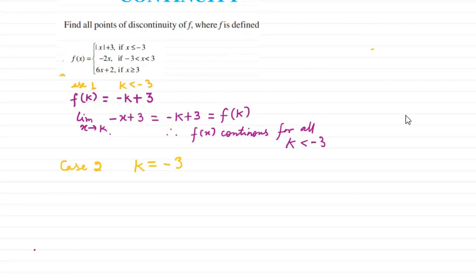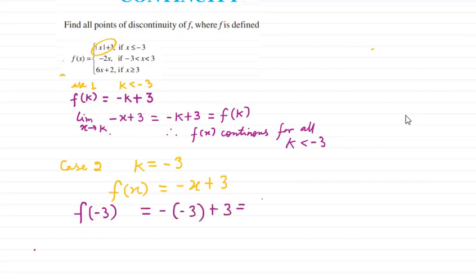Now for case 2, that is x equals minus 3, we have to see which one is valid. So which function will be valid? You can see for x equals minus 3, this function is valid. So your f(x) will be minus x plus 3, because x is less than or equal to 0. So your function will be this. First step, we will find out f(minus 3). So f(minus 3) will be minus of minus 3 plus 3. So that will give you 6.